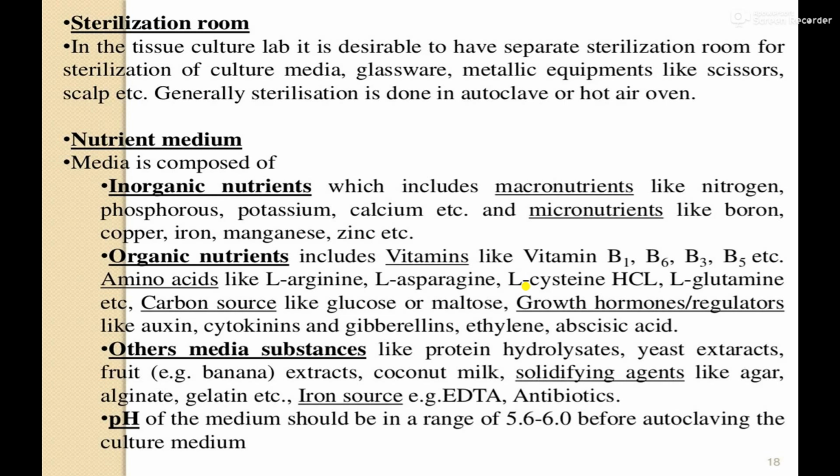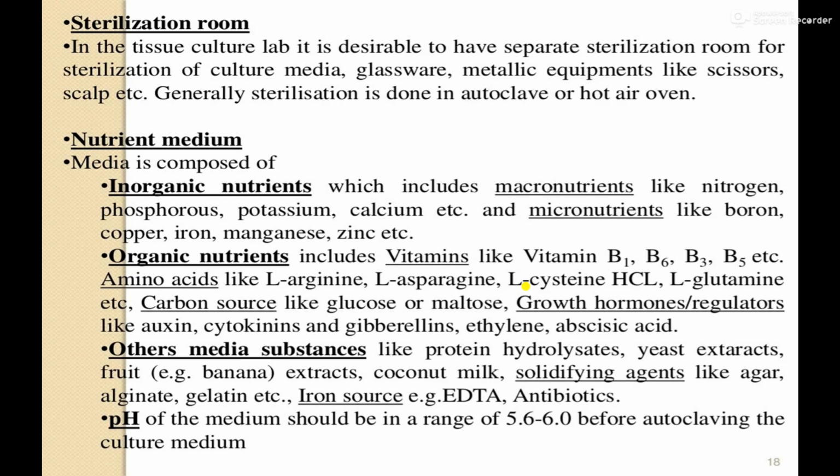and amino acids like L-arginine, L-asparagine, L-cysteine hydrochloride, L-glutamine, etc. Carbon source like glucose or maltose, growth hormones or regulators like auxin, cytokinins, gibberellins, ethylene, abscisic acid. These are organic nutrients. Then other media substances like protein hydrolysate, yeast extract, fruit extracts like banana extract, coconut milk, solidifying agents like agar, alginate, gelatin, etc.